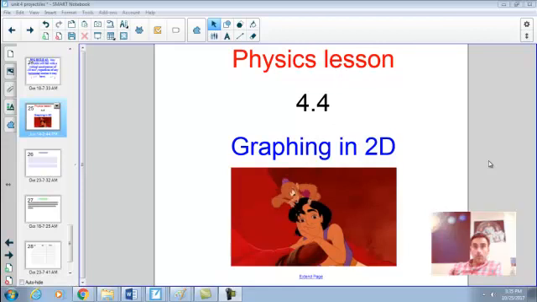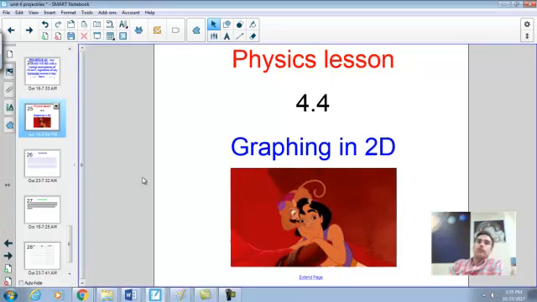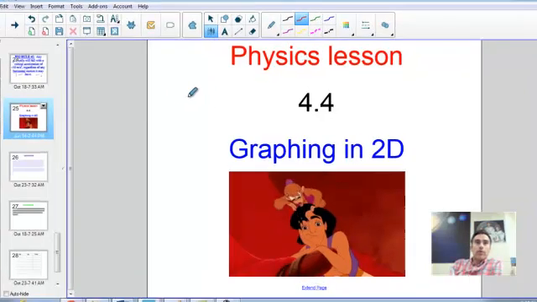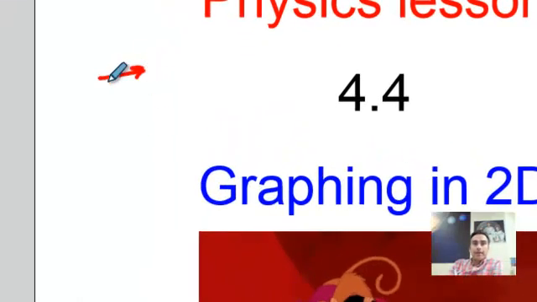Alright, physics lesson 4.4, graphing in 2 dimensions. So with 4.3, we added a second dimension to our equations and our problems that we are looking at. So now we're not only moving left or right, but we are also moving up or down.